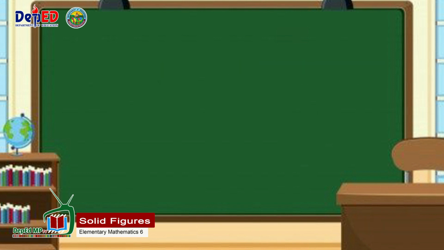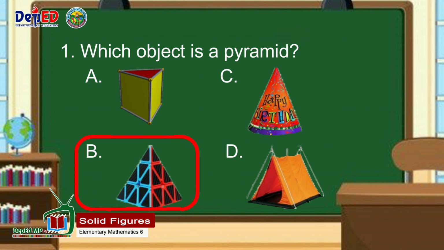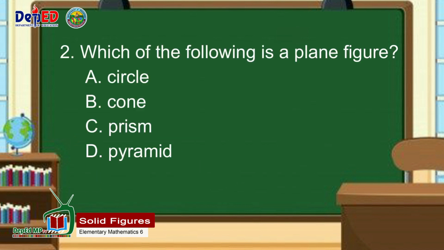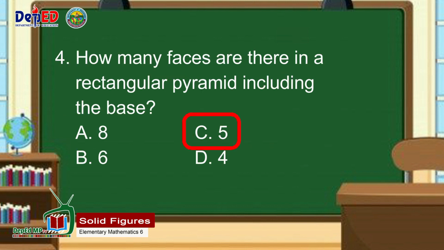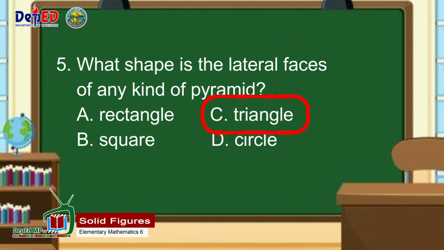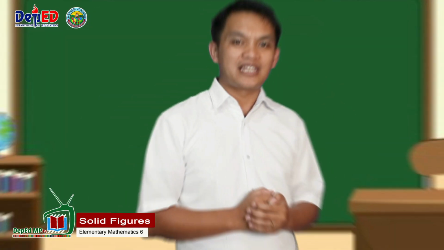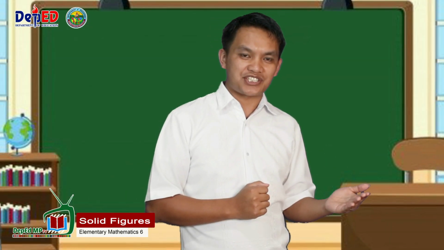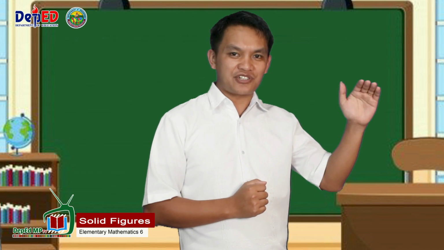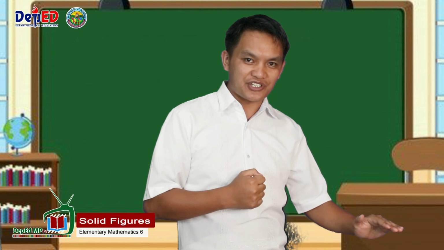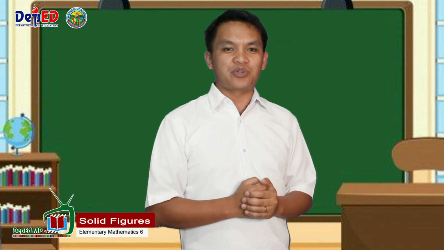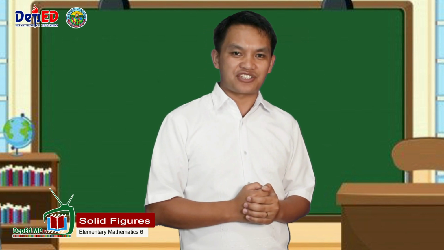Do you want to know the correct answers? Let us check. Number 1 is B. Number 2, A. Number 3, C. Number 4, C. And number 5, C. Count your correct answers. If you got high scores, very good. If you got low scores, do not worry. We will proceed learning the lesson.